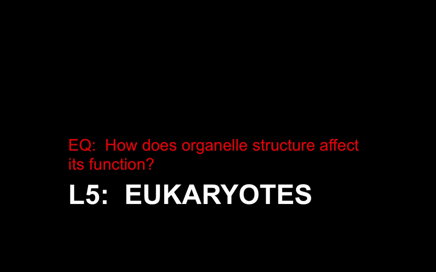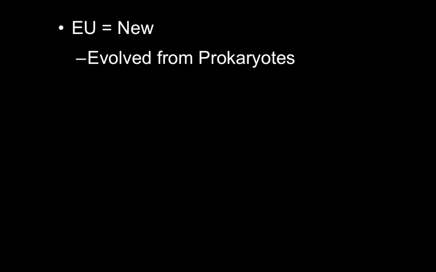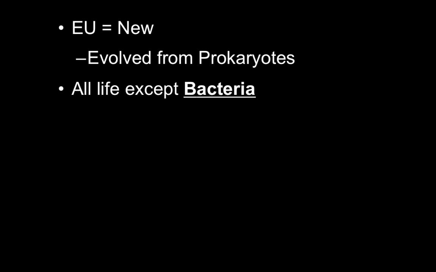Alright, lesson 5, Eukaryotes. How does organelle structure affect its function? Eu means new, and this is due to the fact that eukaryotes evolved from prokaryotes. In fact, some of the organelles found in eukaryotes used to be prokaryotes and still have their circular prokaryotic DNA. That's mitochondria and chloroplasts. Eukaryotes include all life on Earth except bacteria.